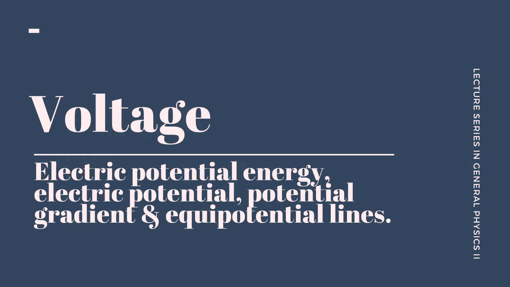Okay, so we're familiar with it, right? We always see it on labels and markings of electrical equipment. But what really is voltage? And on a side note, to understand the concepts that fall under it: primarily, electric potential energy, which is actually just potential energy but in the realm of electricity. Then we have electric potential, so this is what voltage is. Then potential gradient, and then lastly equipotential lines.